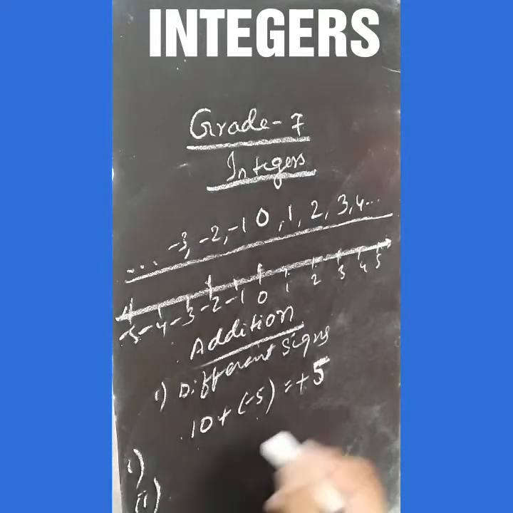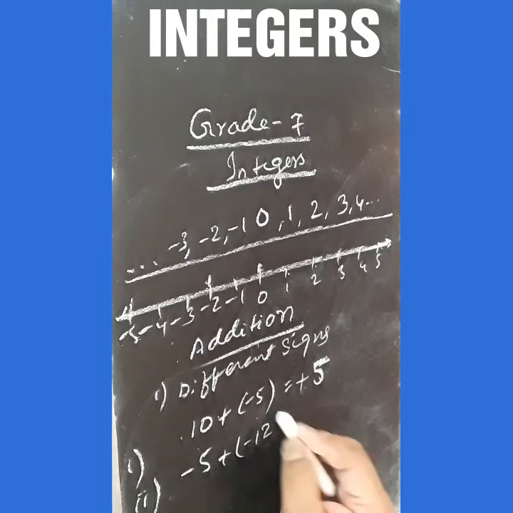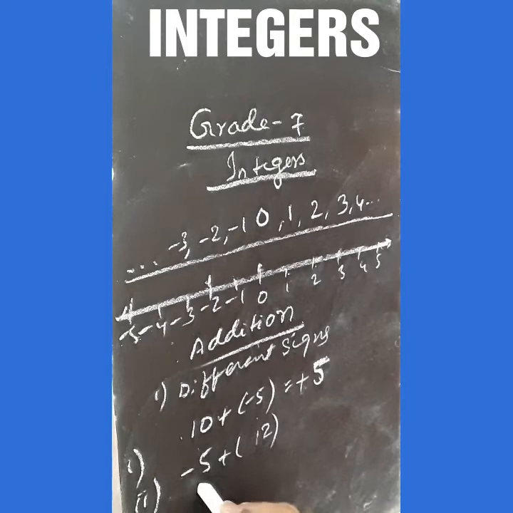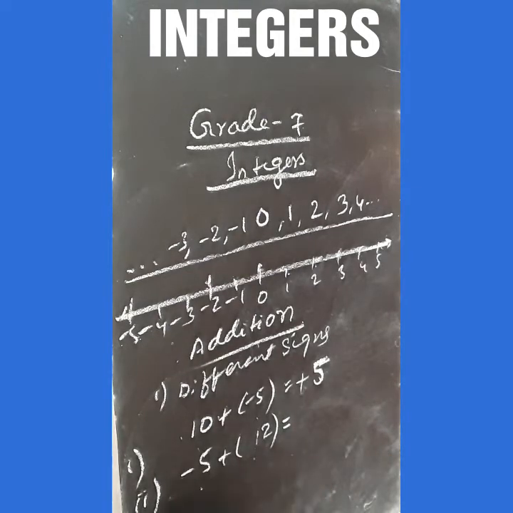Now let us take another example. -5 and 12. We want to add them. Sorry, one is negative, the other is positive. Again, we will find their difference. 12 minus 5 we will get 7, and the absolute value of -5 is 5. 12 is 12. The greater number is 12 here, and it has a positive sign. It may be written with a plus sign, or we may not write the plus sign here.